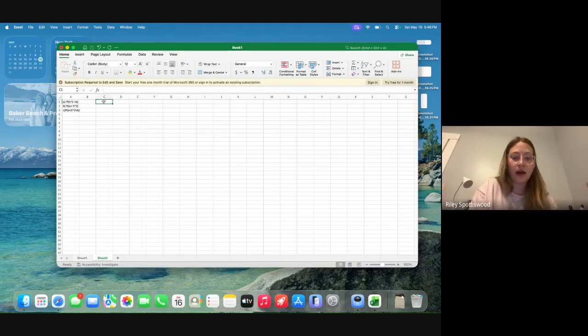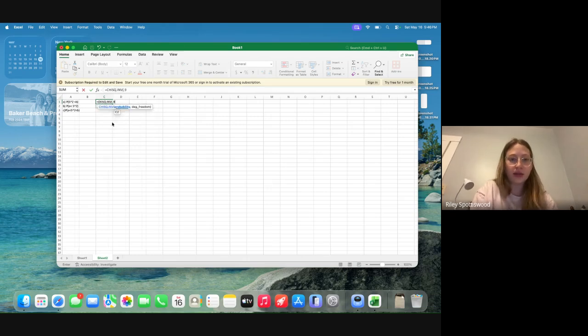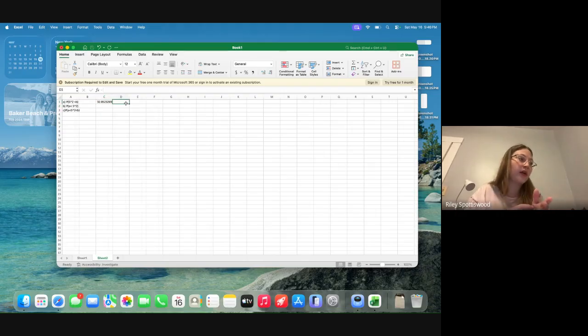To do that, I just do chi square dot INV, and that is the 0.975. And then for degrees of freedom, it's n minus 1, so 20 minus 1 is 19. So that gives me 32.85. And then the formula to find B, you would set 32.85 equal to the degrees of freedom 19 times B, divided by the variance.